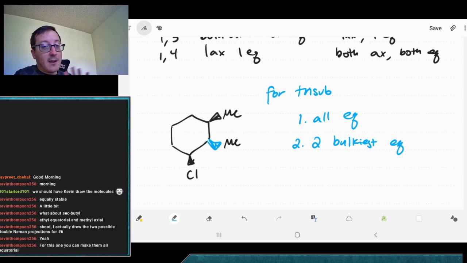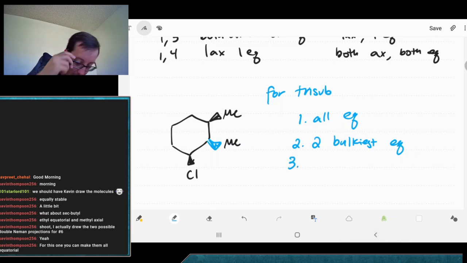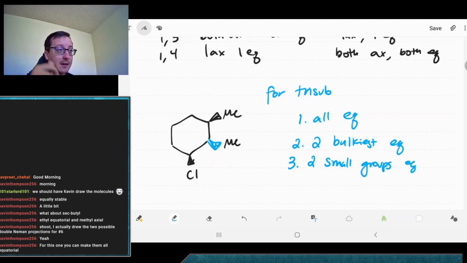So just depending on what you have, if you can make them all equatorial, that's the best. If you can't, and you can make 2 of them equatorial, make your bulkiest ones equatorial, if possible. If you can't, then get your 2 smaller groups equatorial. This is where this one gets a little hairy. Because if it's a t-butyl versus a chloro and a chloro, you'd still probably want your t-butyl to be equatorial and have 2 chloros axial. This one is kind of a maybe.